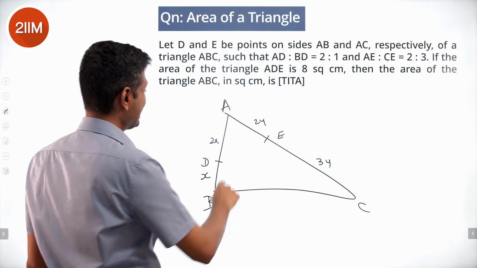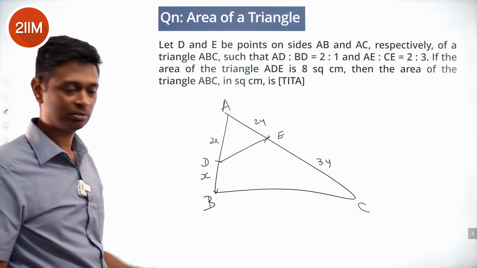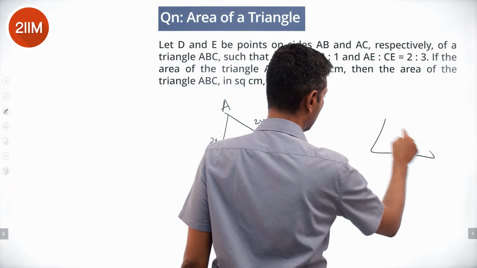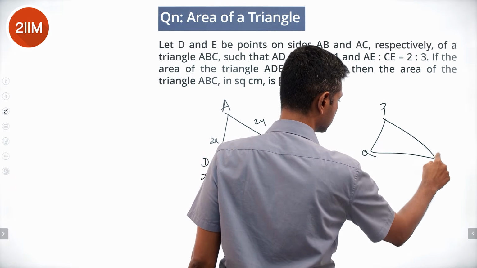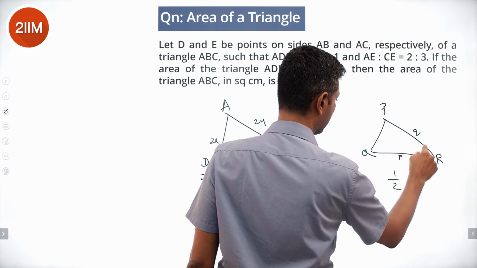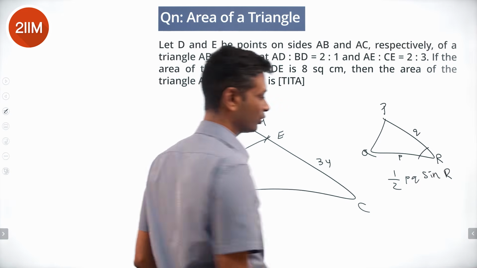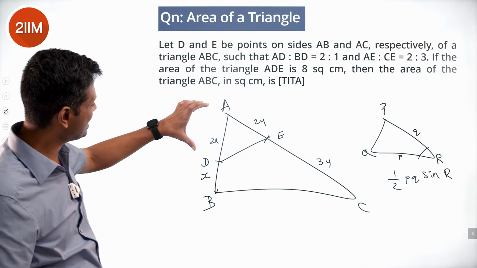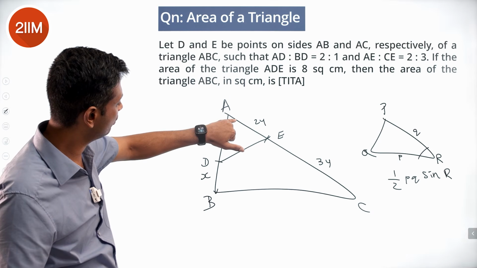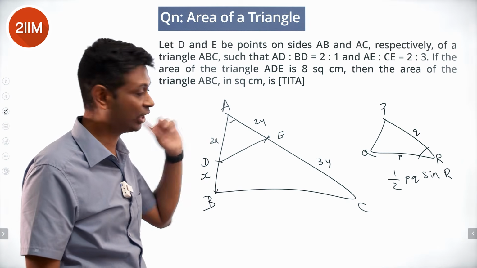Area of triangle ADE is 8 square centimeters. Find the area of triangle ABC. Nice simple question. Area of a triangle PQR is half PQ sin R. Here, area of triangle ADE is half into AD into DE into sine of angle A. Area of triangle ABC is half into AB into AE into sine of angle A.